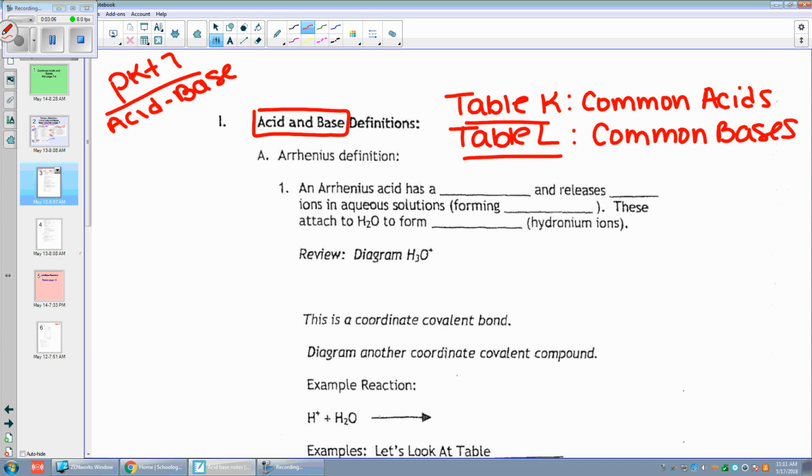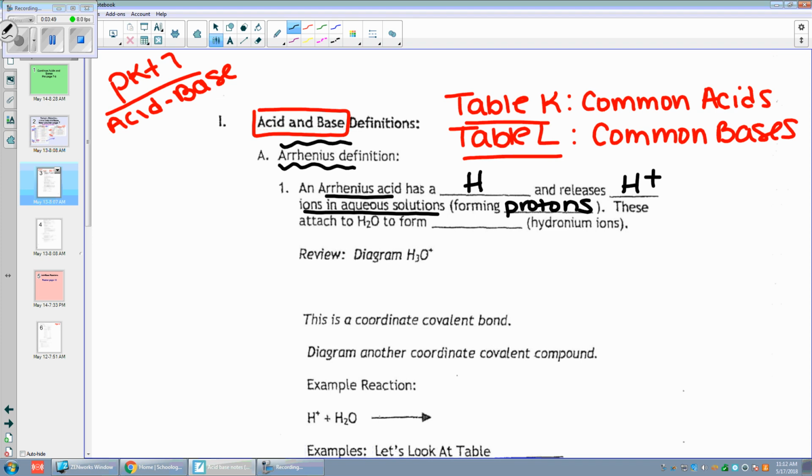We looked at table K first and talked about our acids. And technically what I was referring to was the Arrhenius definition of acids. The Arrhenius definition is the most common and means an Arrhenius acid has an H, which we saw on table K, and it releases H plus ions into aqueous solutions. H plus, remember, it lost an electron, so it really forms protons that are in there. They will refer to H plus as a proton much more often in this unit.